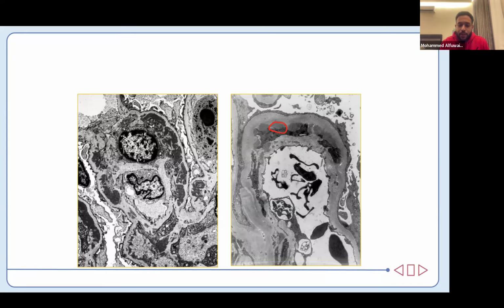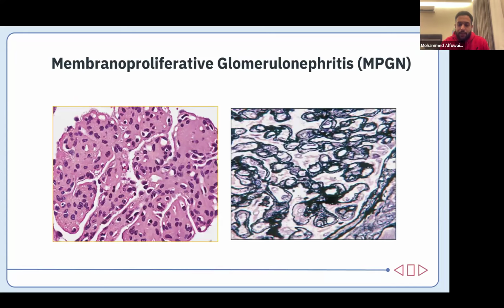Intramembranous. So if you really want to think about it, if you have deposits that's happening inside the membrane, it will cause the membrane to split. So it will form tram tracks. Okay? This is just my way of remembering why tram track happens in MPGN. Okay?